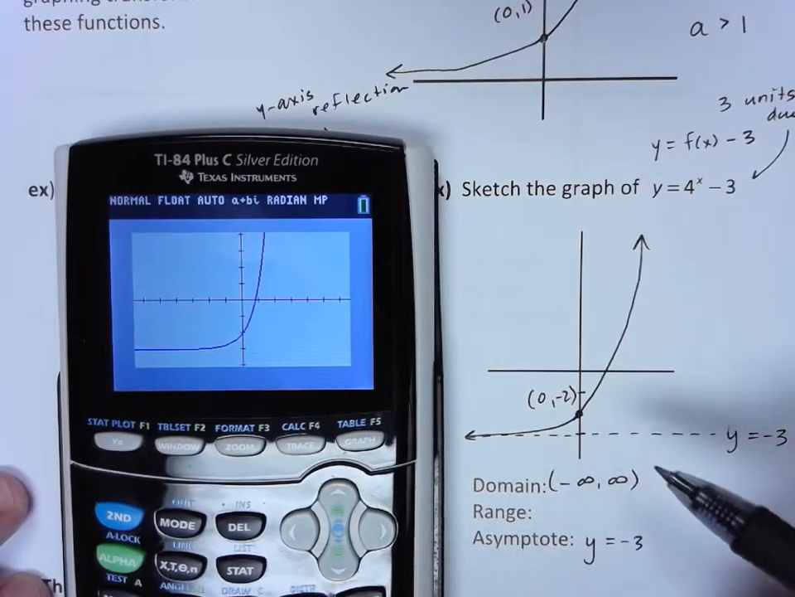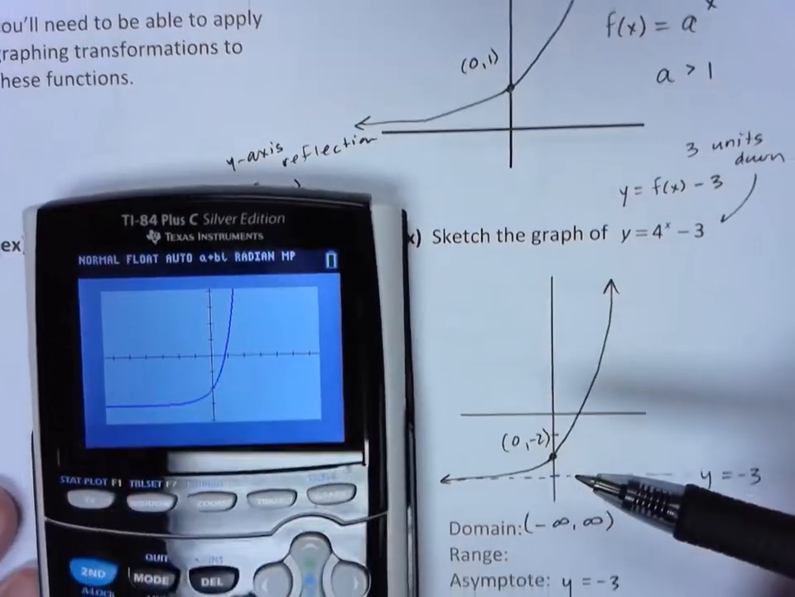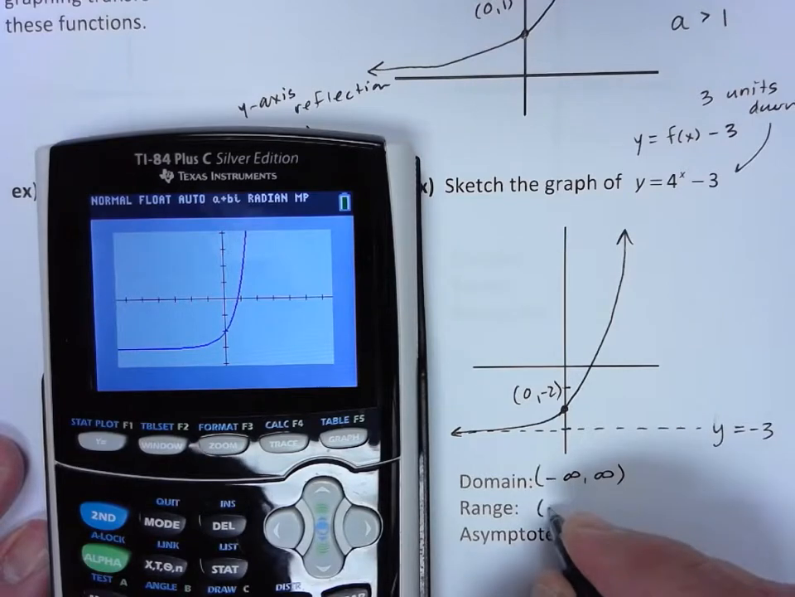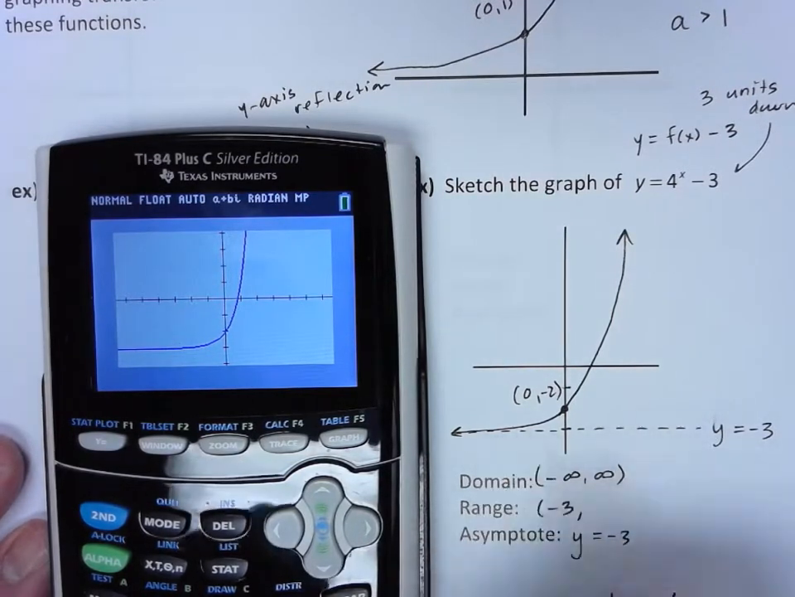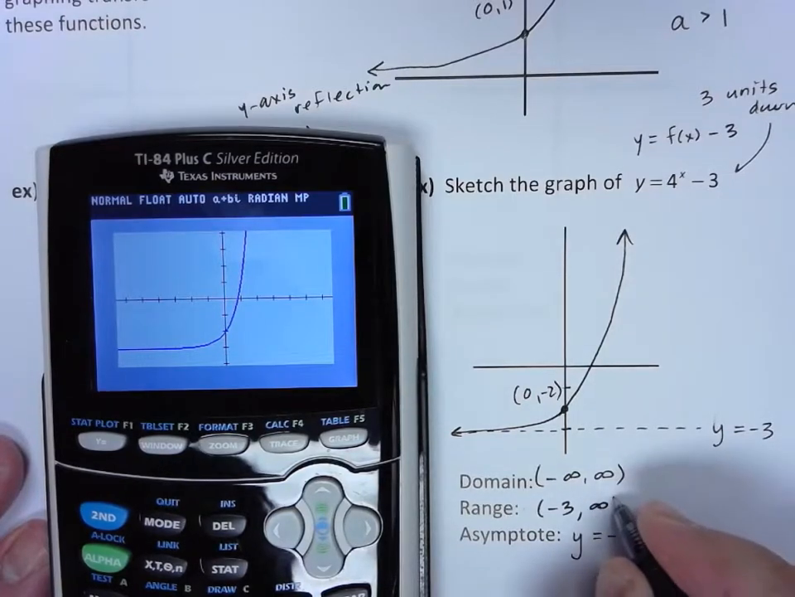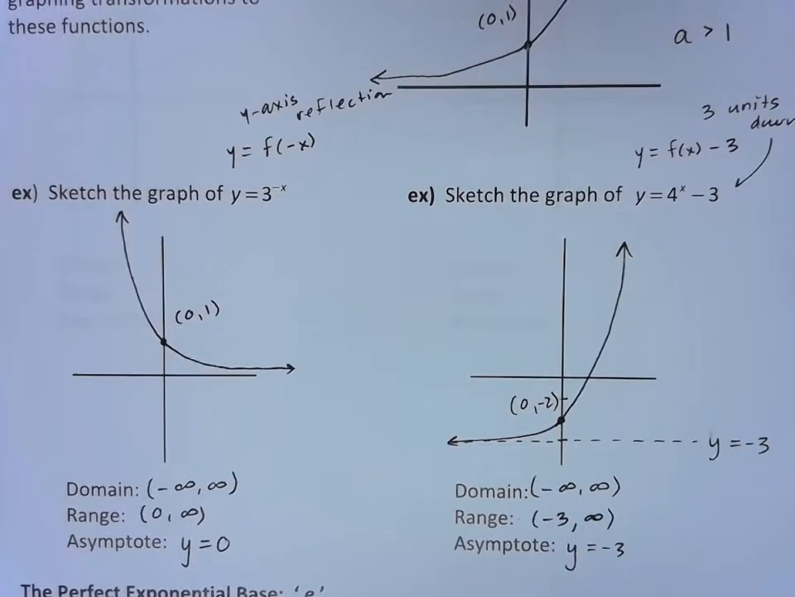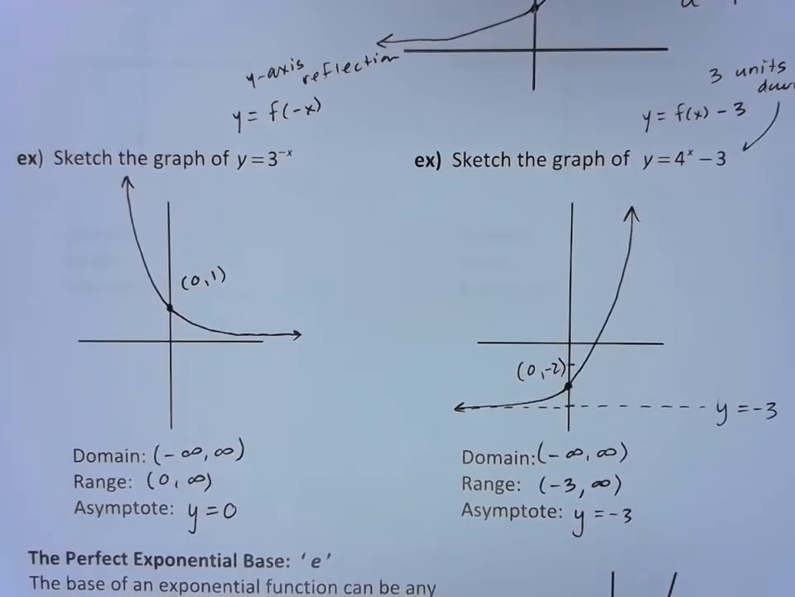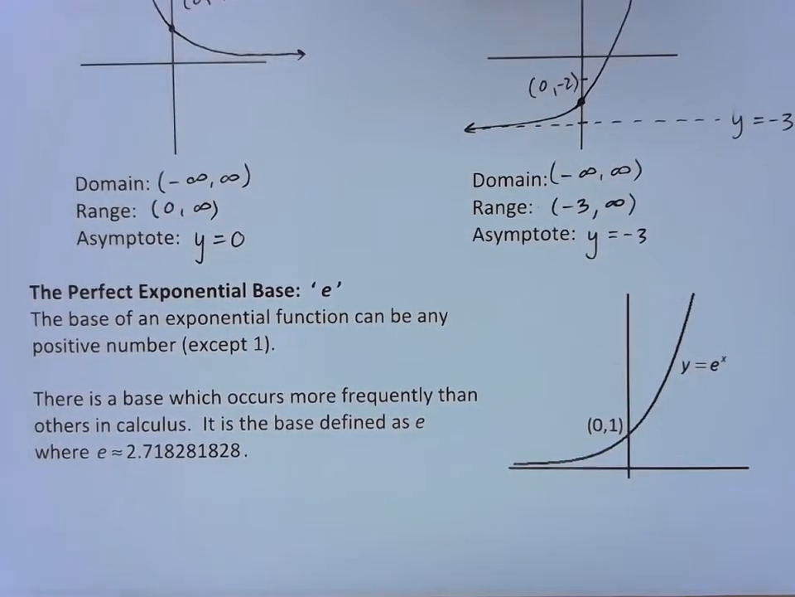The range of the function, since we shifted the original graph down by 3, means you're going to use the asymptote as a baseline for the range. It'll start at the y value negative 3, not included, again, because it's an asymptote, and go to infinity, like so. Okay, so now coming up next, I'm going to introduce you to the perfect exponential base, the base e. That's the next video.